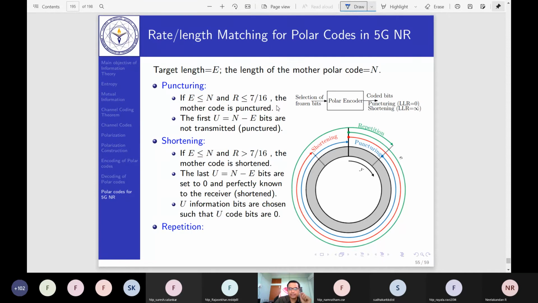Repetition. Puncturing and shortening are used when E is less than N. Repetition is used when E is greater than N. The repetition is the green line, and it goes like this. The additional bits are repeated twice. This U should be equal to E minus N, and this U number of bits are repeated twice. So in this way, even though the polar coding scheme doesn't give codes whose lengths are not powers of 2, through these steps of puncturing, shortening, and repetition, we can get polar codes of arbitrary length, which is very much desirable in the 5G NR standard.